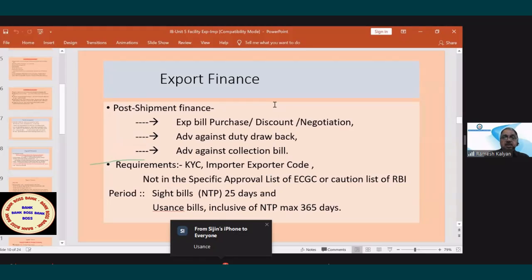Okay, not answering, then I will tell. In discount bills, because you are parting with the documents. Parting with the documents is Usance. When you part with the documents, the risk is more, so you will ask for more security.